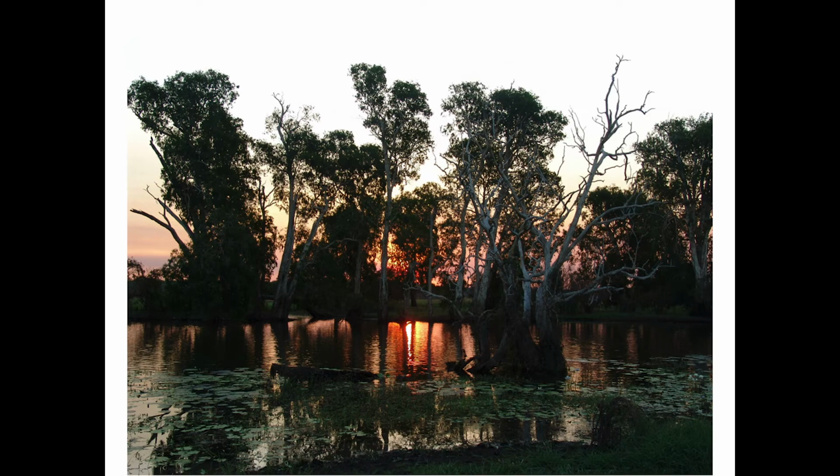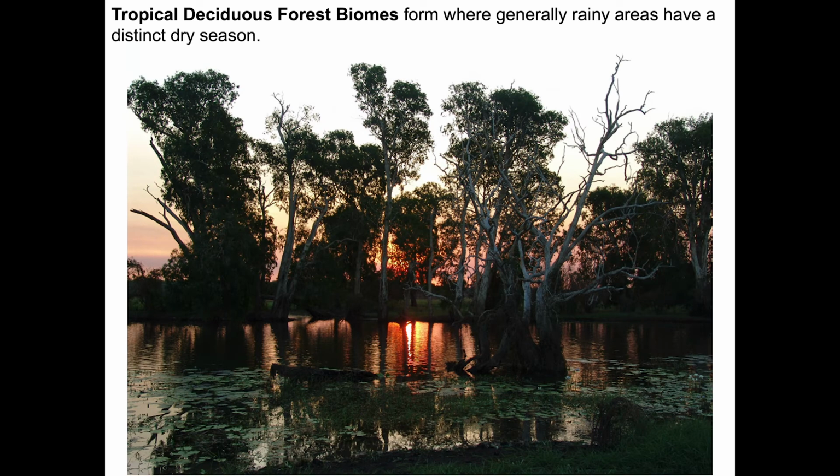This is a tropical deciduous forest biome in northern Australia. This is in the Northern Territory of Australia. Probably maybe 6 to 10 hours east of Kakadu, one of the famous national parks. These are going to form in rainy areas that have a distinct dry season. This particular season is known as the Yaka by the Aboriginals, and that kind of means smoky.